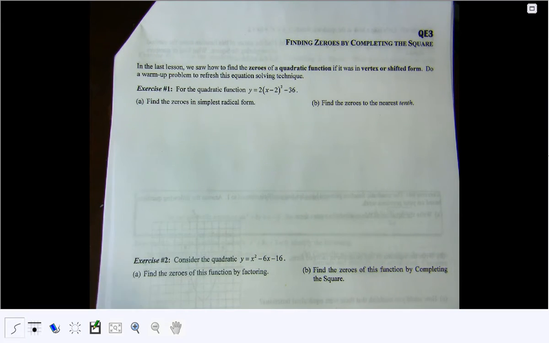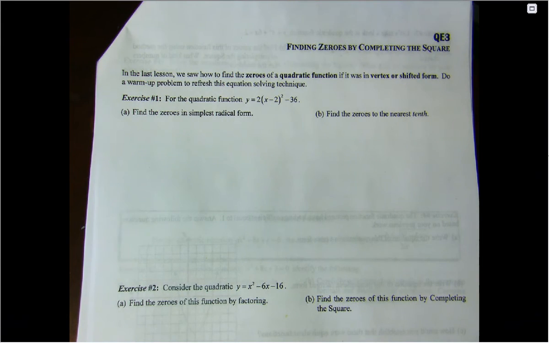Everybody. We are at QE-3, and we are going to be finding zeros by completing the square.